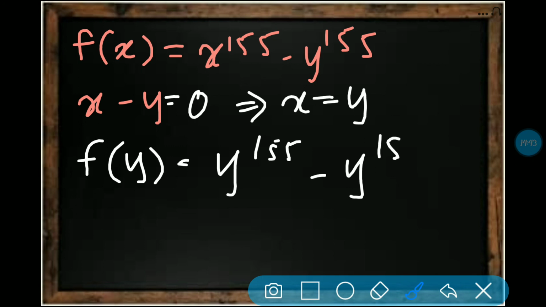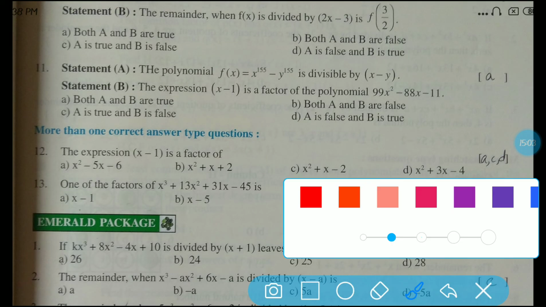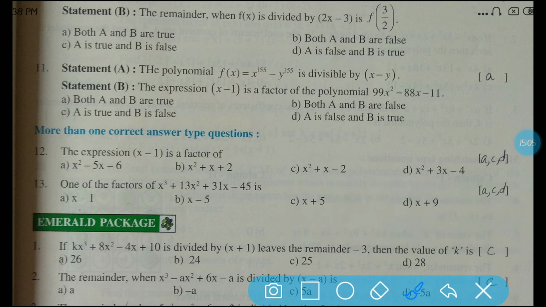So x power 155 becomes y power 155. So y power 155 minus y power 155 is 0. Actually, it is the simplest one, but it is a little bit complicated for you, right? So 0. Okay. Now let's go to that page. So we did it right. It is correct only.